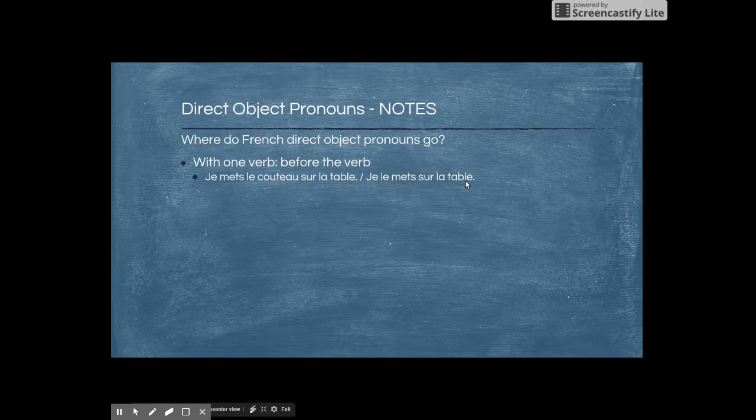Je le mets sur la table, right? And it goes before our one singular verb. In the present tense, I put it on the table. Je le mets sur la table.